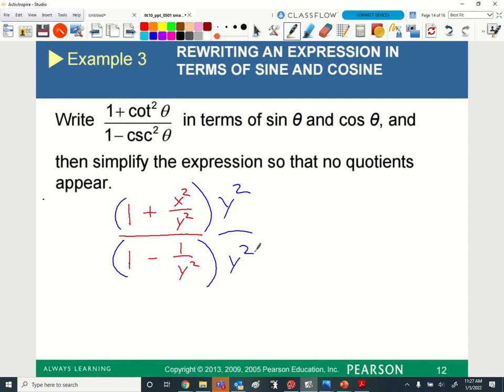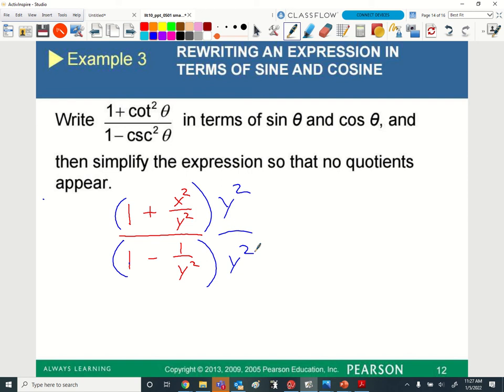What I'm technically doing is multiplying by the value of 1, because y squared divided by y squared is 1. If I multiply something by 1, I get the same thing, it just looks different. That's all I'm doing. I'm changing the way this looks.